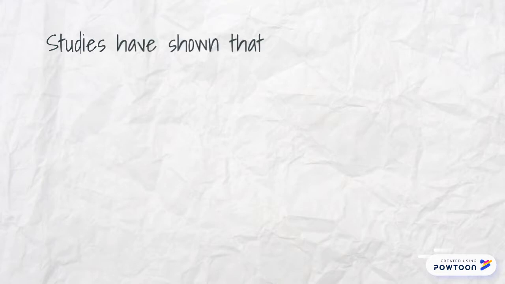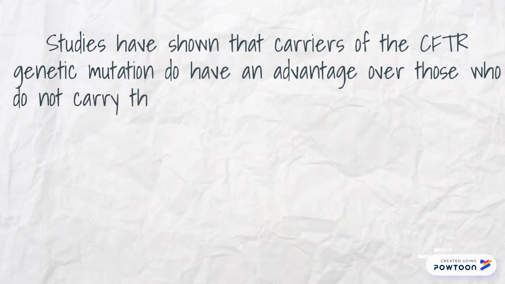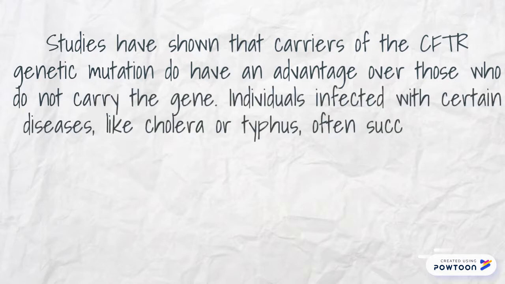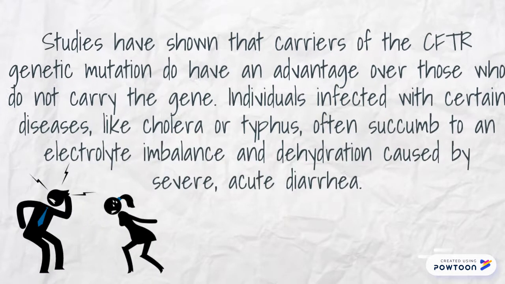Studies have shown that carriers of the CFTR genetic mutation do have an advantage over those who do not carry the gene. Individuals infected with certain diseases like cholera or typhus often succumb to an electrolyte imbalance and dehydration caused by severe acute diarrhea.